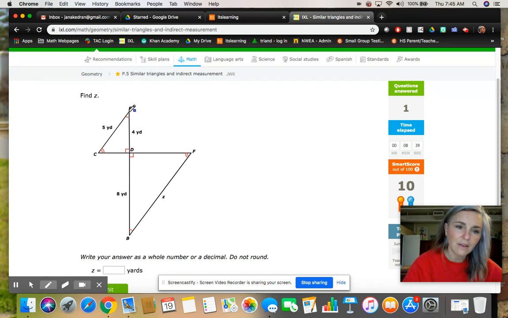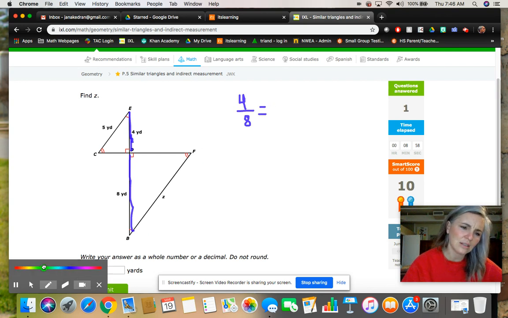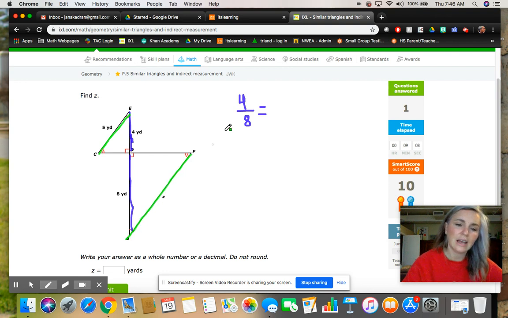So if I want to compare this side to something, I notice that this side is between the right angle and the one marked angle. Okay, so I would say 4 is to 8. And I'm wanting to compare that to my unknown so that I can solve for it. So that's between the 2 mark and the 1 mark. So between the 2 mark and the 1 mark is my z. And if I started with the smaller triangle here, then I'm going to do the same thing. So 5 is to z.